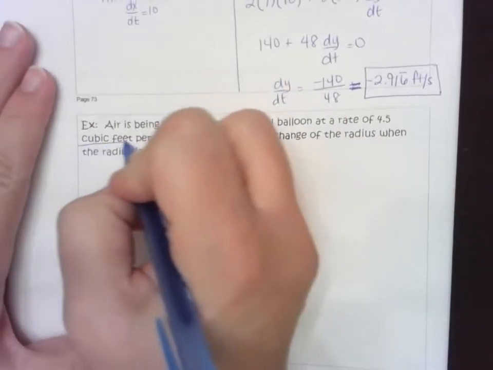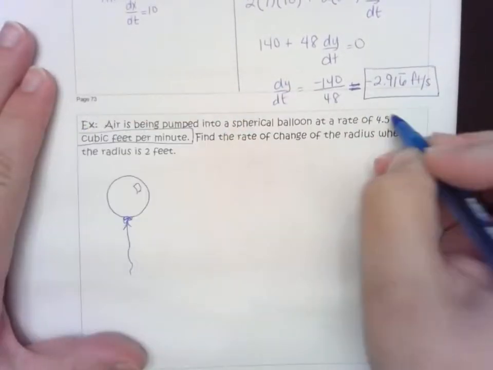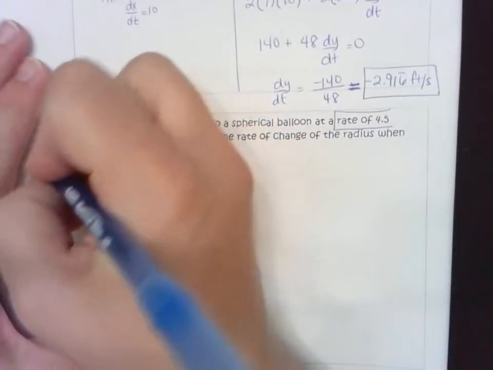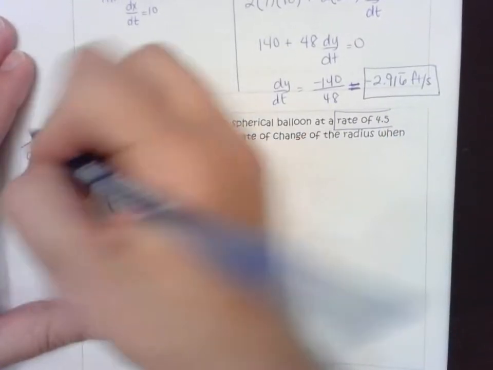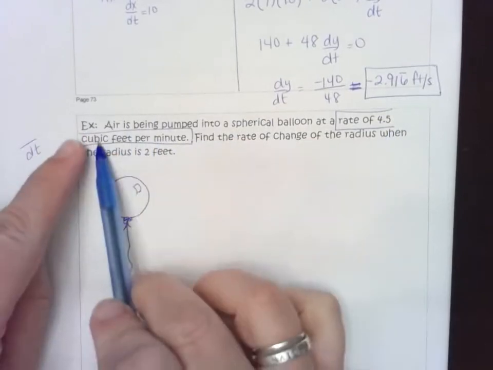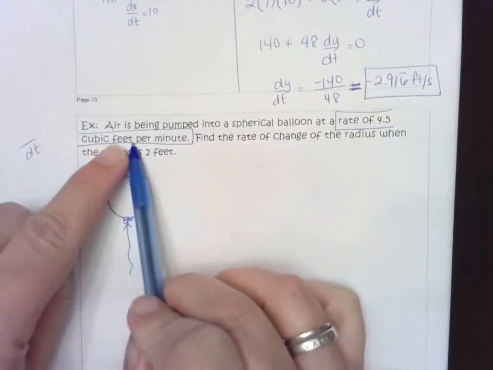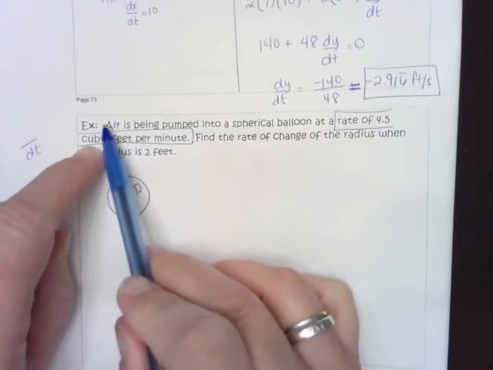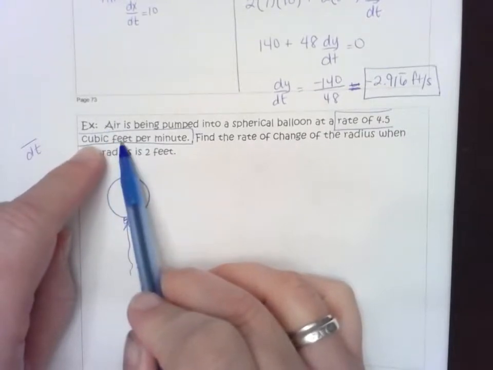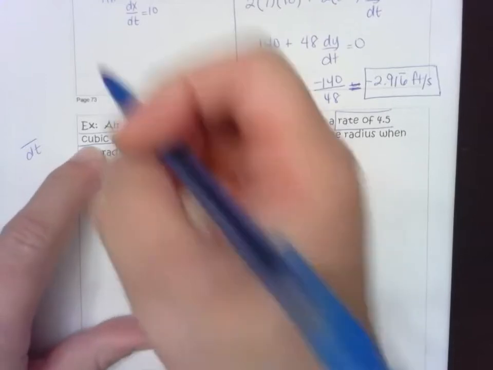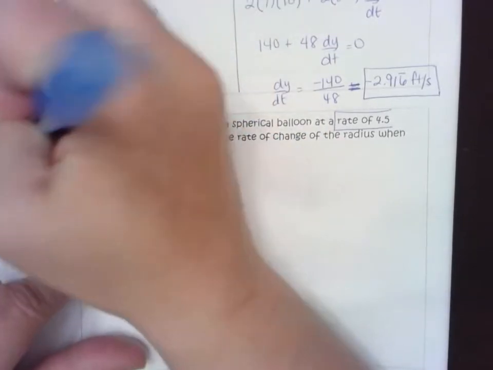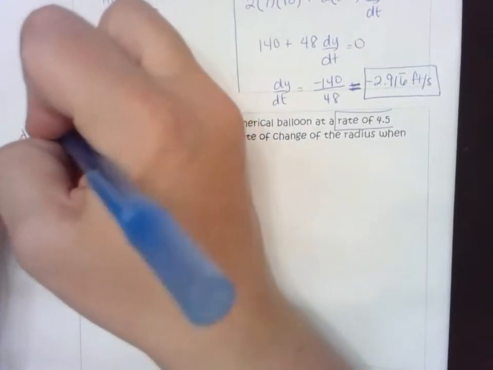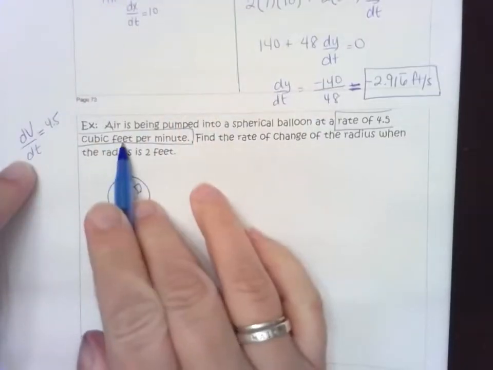Let's use our brains here. The fact that it says a rate means that this has t on the bottom. The fact that it says cubic feet is what? Well, cubic is a cube, so 3, something raised to the third power. What's in the third dimension? That is volume. So our volume with respect to time is 4.5 feet cubed per minute.